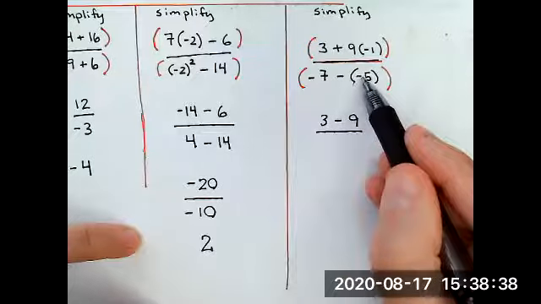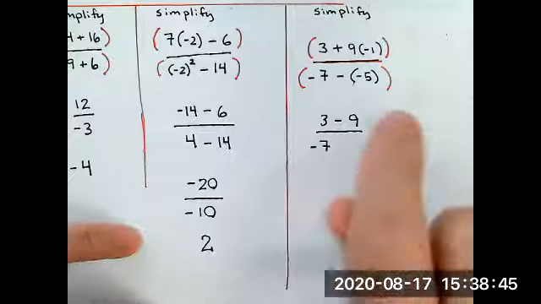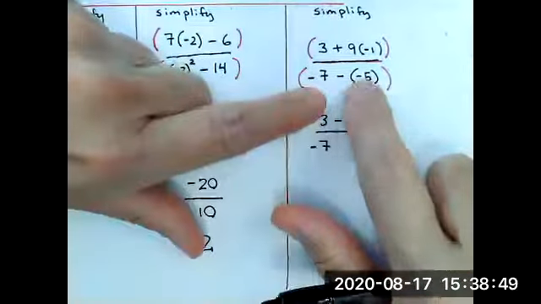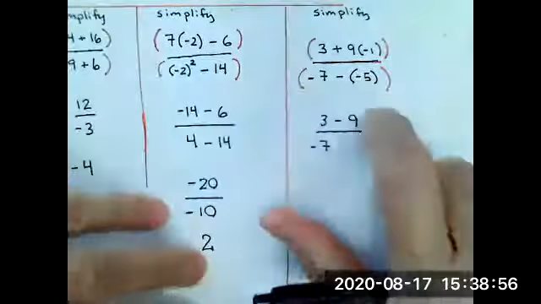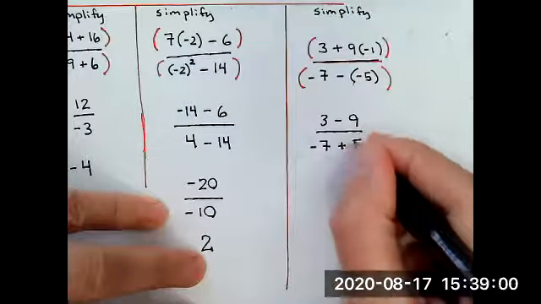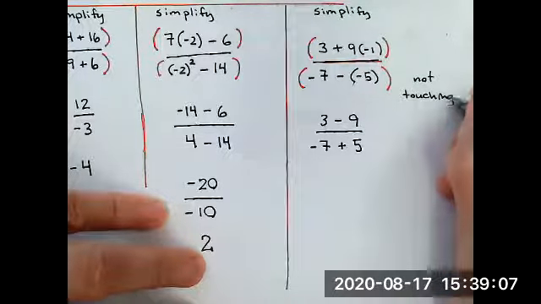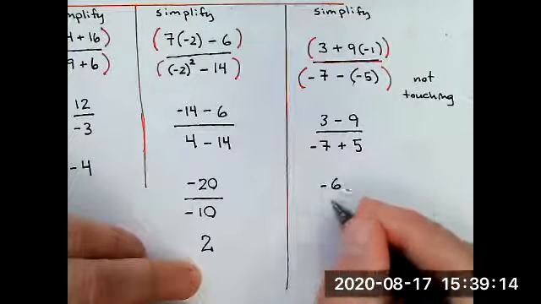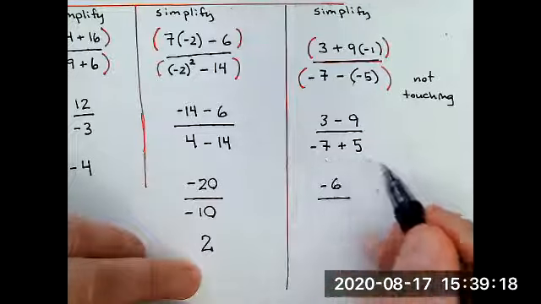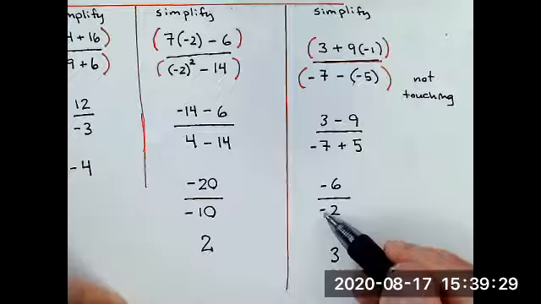The negative of a negative, that's a multiplication, so you do that first. And always ask yourself, are these touching? And the answer is no. So instead of negative 7 times 5, it's going to be negative 7 plus 5 because they're not touching. Positive 3 and negative 9 make negative 6. Negative 7 and positive 5 make negative 2. Negative 6 divided by negative 2 is 3. And because we have a negative divided by a negative, it's positive.